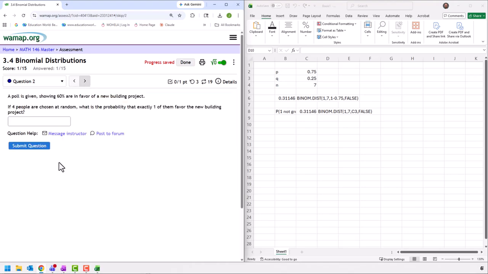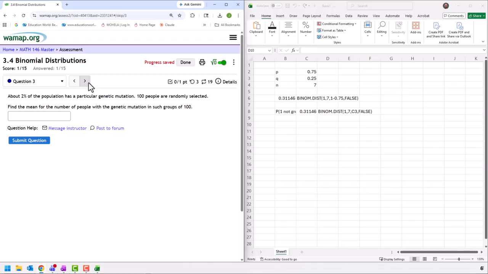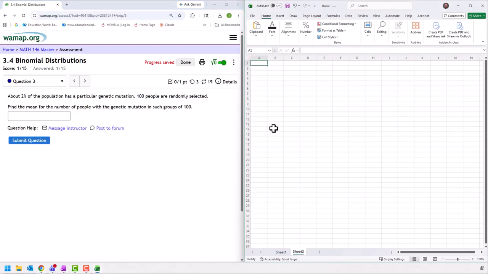A poll is given showing that 60% are in favor of a new building budget. If 4 people are chosen at random, what is the probability that exactly 1 of them favor the new building project? So similar question. Okay. Question 2, no, 3 here.